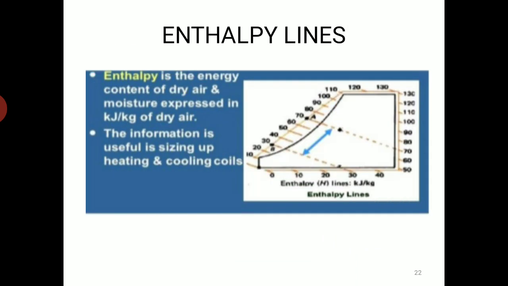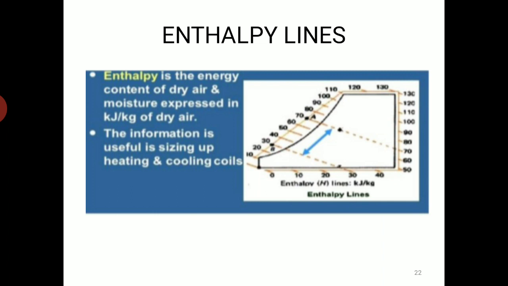There is one more set of lines, the enthalpy values. In calculation we have seen one equation, H is equal to 1.005 times the dry bulb temperature plus W into (2500 plus 1.88 times the dry bulb temperature). Instead of doing that by calculation, the H value can be obtained directly from the psychrometric chart.